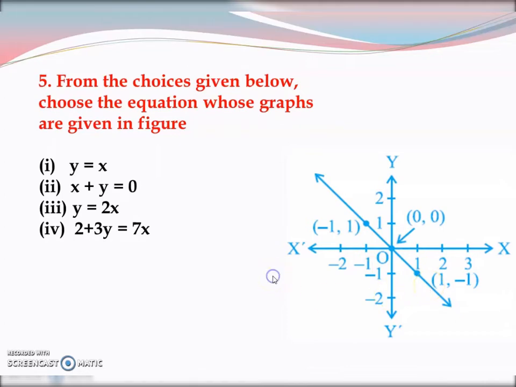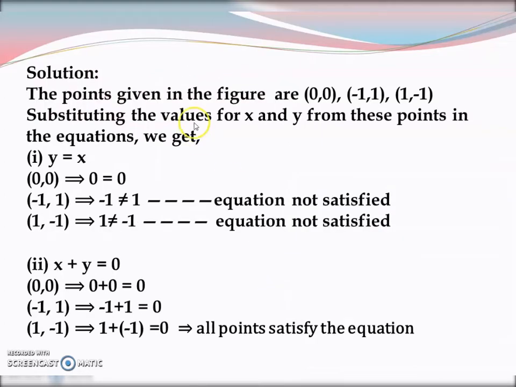Okay. So if it has to be the line, then all 3 points must satisfy the equation. That is 0, 0, -1, 1 and 1, -1. All these 3 points should be satisfying the equation. So y is equal to x is ruled out because 2 of the points are not satisfying this equation. Only one point is satisfying.